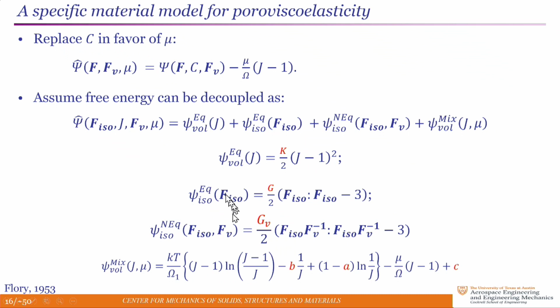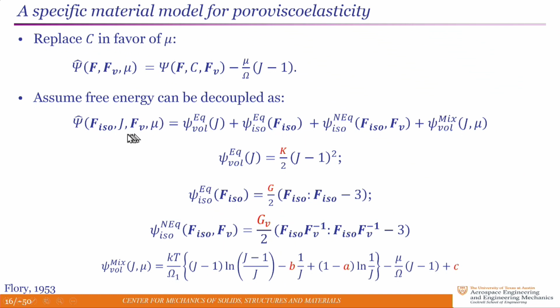So we need to find specific forms for the free energy density function and the dissipation potential. You do a simple Legendre transformation to eliminate C in favor of chemical potential. So you rewrite the free energy function in terms of the deformation gradient, the viscous deformation gradient, and the chemical potential. Now we need to dream up functions that will be a suitable representation of the poroviscoelastic process.